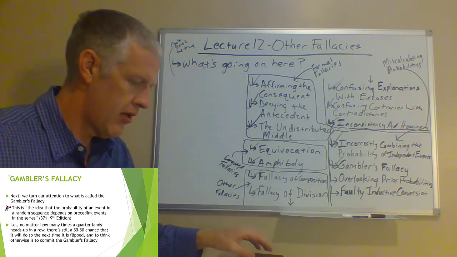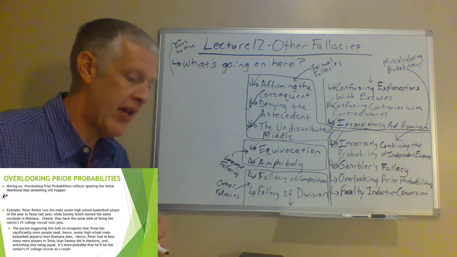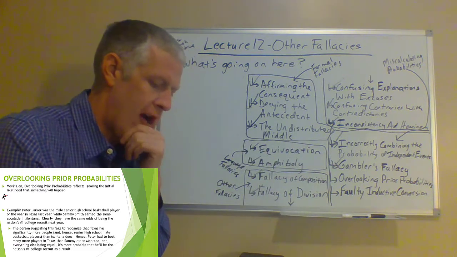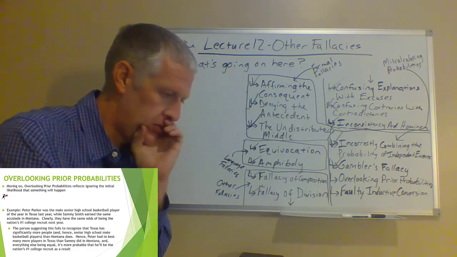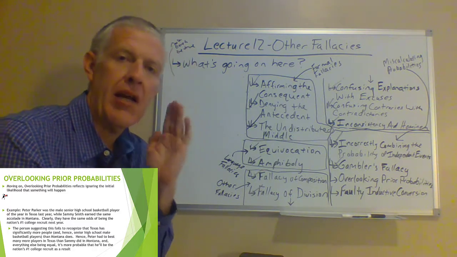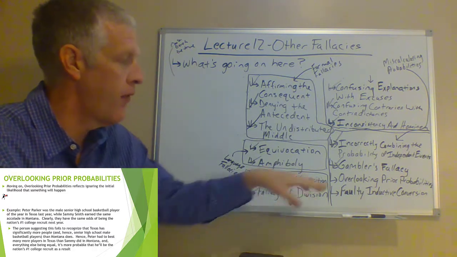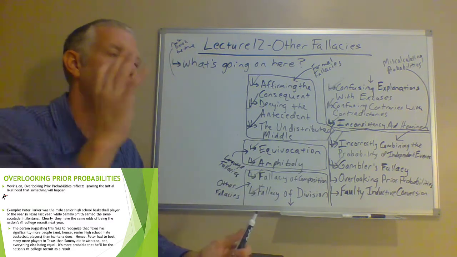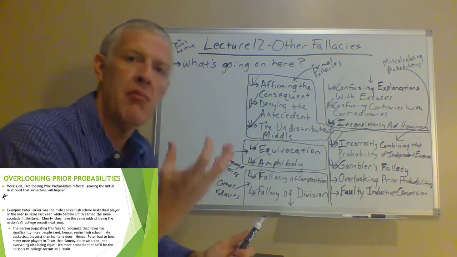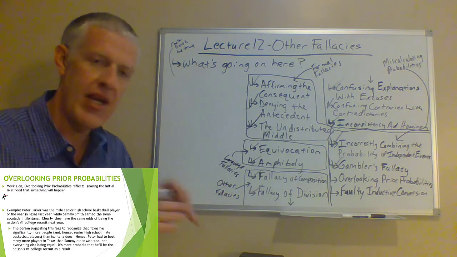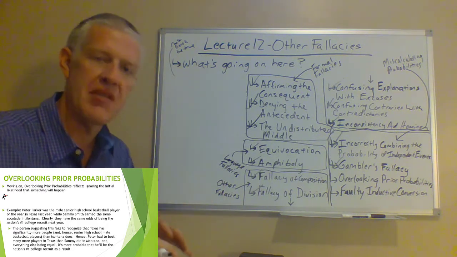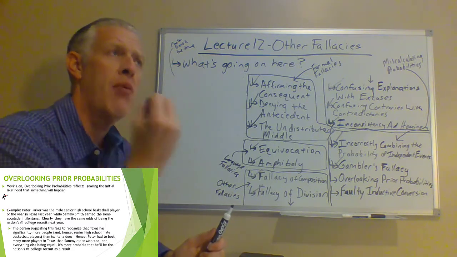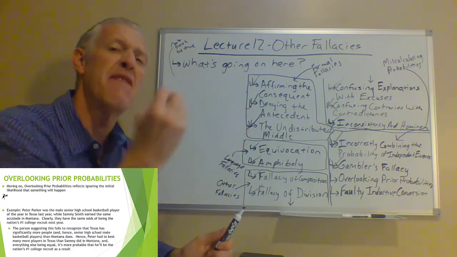I'm glad they pointed this one out. I don't think it's quite as common as the gambler's fallacy, but even critical thinkers, if they're not careful at times, can fall victim to it, and that's overlooking prior probabilities. All things being equal, we have to not lose sight of the initial probability of something happening, right? That's what this mistake reflects: losing sight of the overall probability of something happening in the first place.